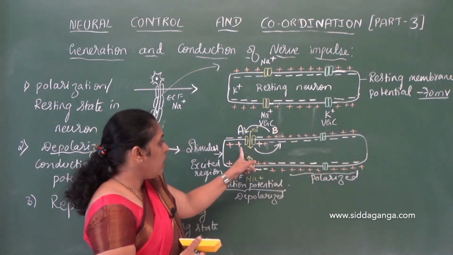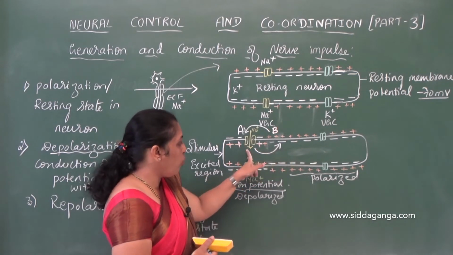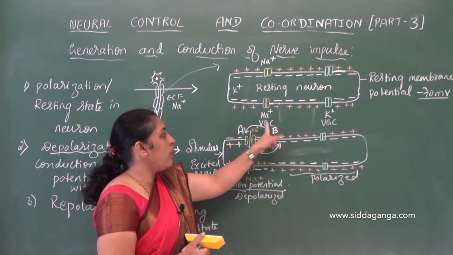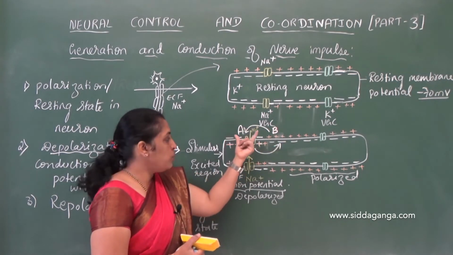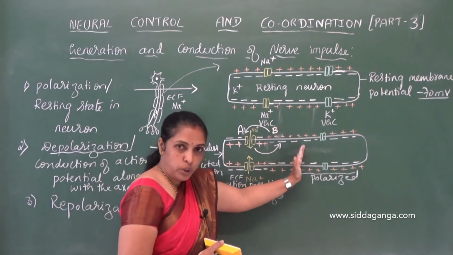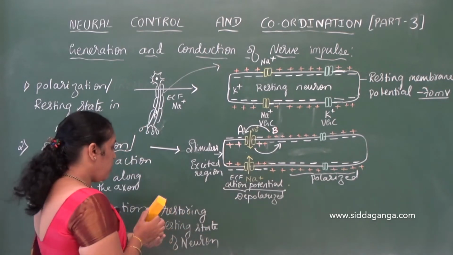Then what happens, the electric circuit will develop from A to B, that means from depolarized state to the polarized state, again from polarized to depolarized state. So when the circuit completes, the stimulus will shift to the next region, that is the B region. So that we will discuss now.